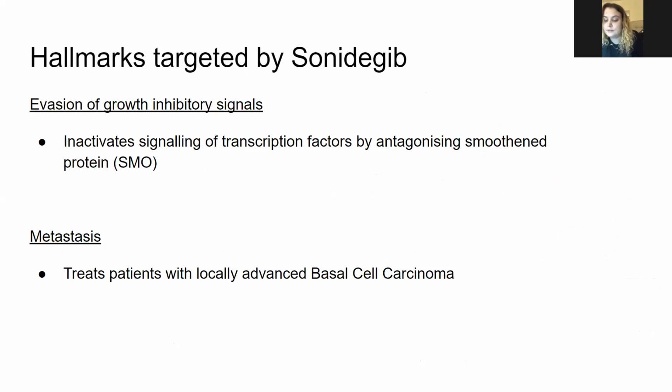Sonagib is an oral capsule that works by inhibiting the hedgehog signaling pathway. The development of this therapy is important for cancer patients who are untreatable by surgery and radiotherapy. This is common for patients with metastatic tumors such as locally advanced basal cell carcinoma. Locally advanced basal cell carcinoma is classified by the invasion of tumors in surrounding muscles, bones, or cartilage tissue. Sonagib can stop cancer's hallmarks, evasion of growth inhibitory signals, and metastasis of cancer cells.